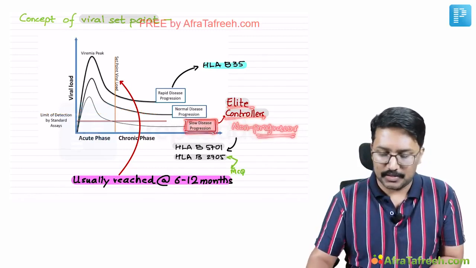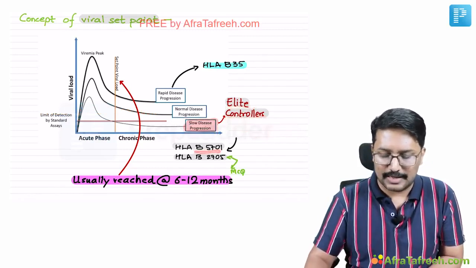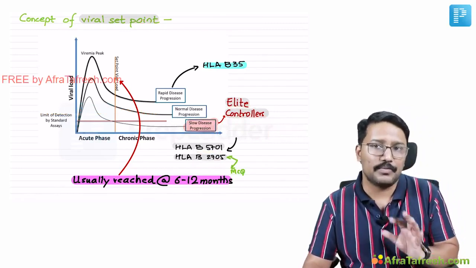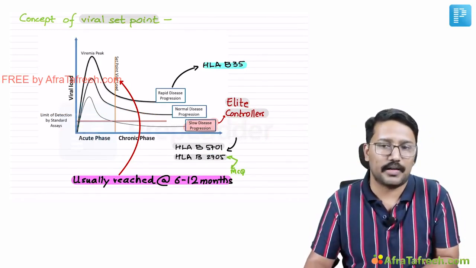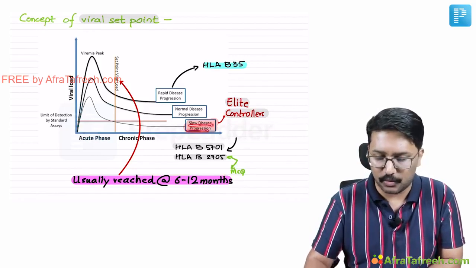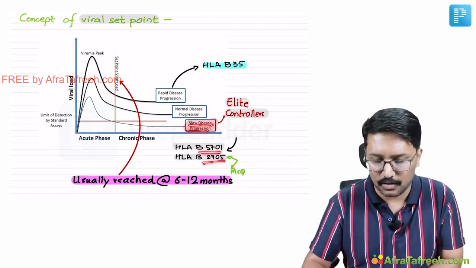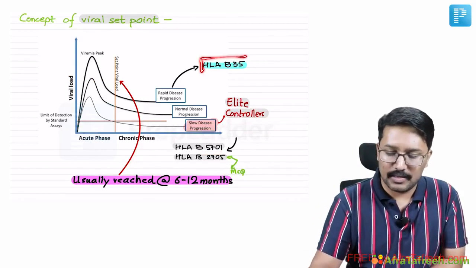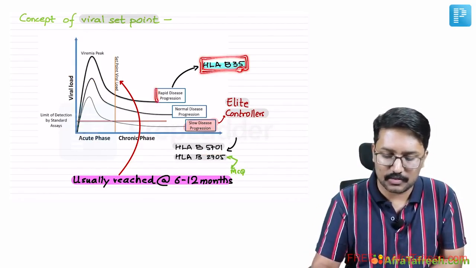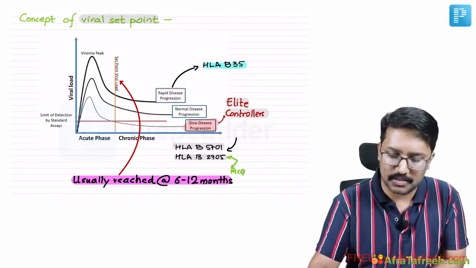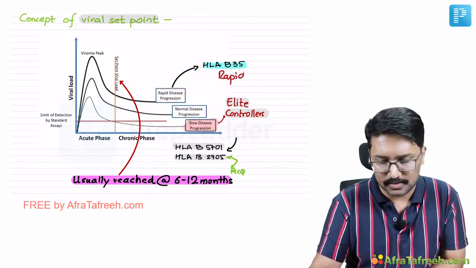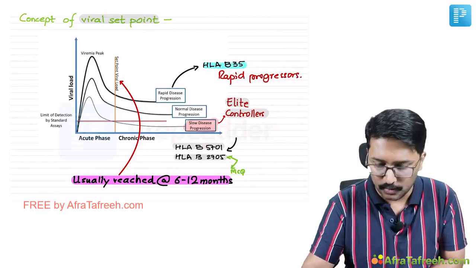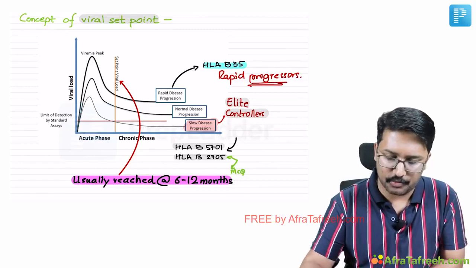What is that? Patients with HLA-B5701 and HLA-B2705 are at very low risk of developing AIDS, right? The slow progressors are usually positive for HLA-B5701 or 2705. Okay, and having the HLA-B35 variant is associated with the risk of rapid progression. We call these patients rapid progressors. Clear? Now, these are very important MCQ points, right?